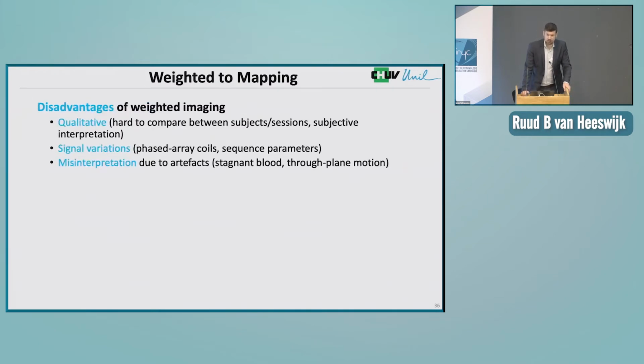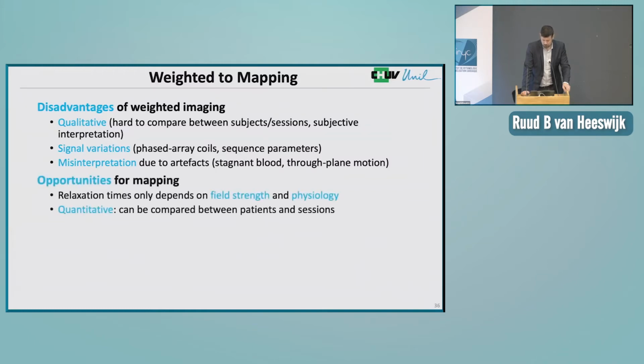So normal weighted imaging, what I showed before, the black and white grayscale images, have some disadvantages. They're qualitative. The signal varies a lot. They can be misinterpreted easily due to artifacts. And so there's really a need for mapping. Even if you're not that interested in the quantitative values, you remove a lot of the variability that you get from weighted imaging. The relaxation times only depend on field strength and physiology, and can be compared between patients and sessions because you get numbers.